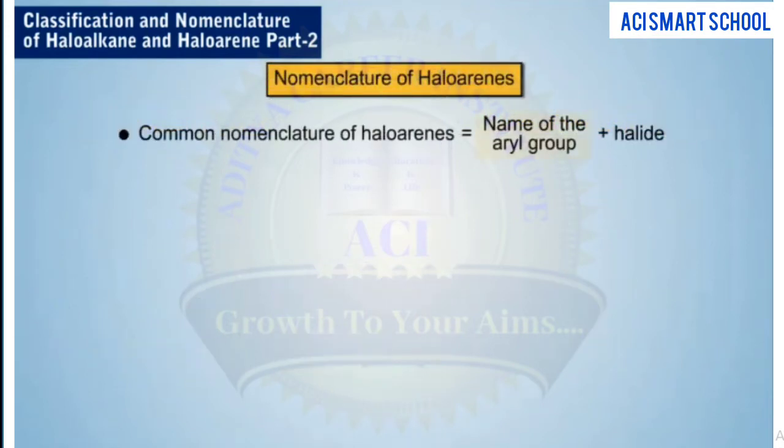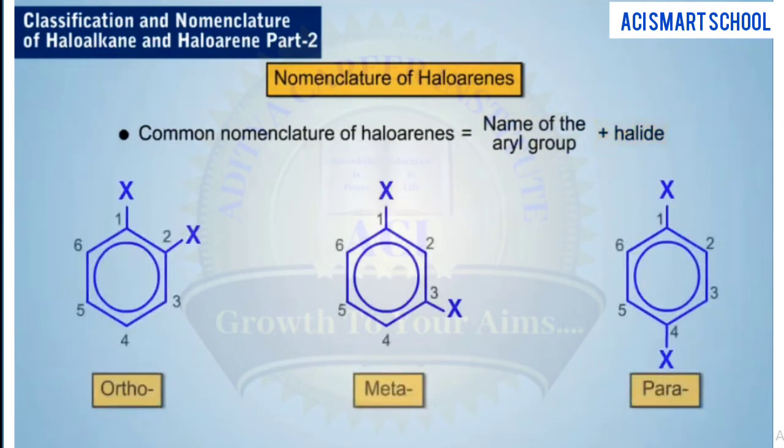The common names for haloarenes give the name of the aryl group followed by the halide. Common names may use the prefixes ortho, meta, and para to indicate relative spacing, 2, 3, or 4 carbons between the halogen atoms. In IUPAC nomenclature, haloarenes are named as substituted arenes, listing the location and type of the halogen atoms.